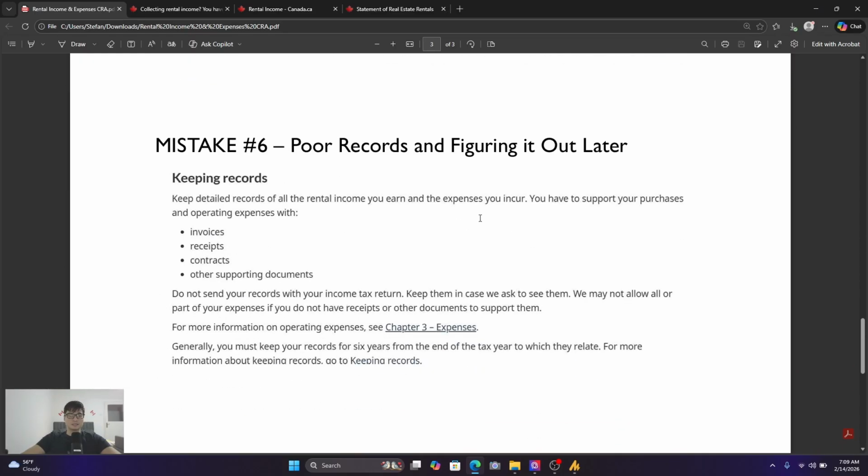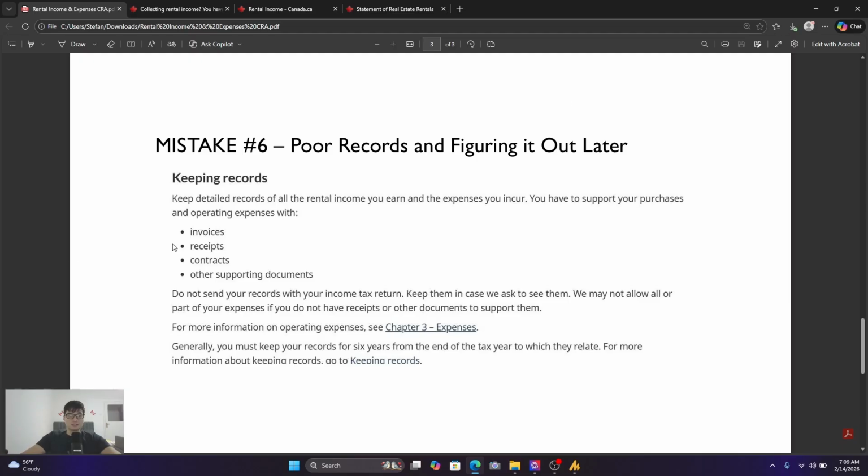And the last mistake here is poor records and figuring it out later. You don't want to have this problem where you're not keeping track of everything and you don't have the receipts. Remember, if you get audited, you must show them the receipts of, let's say, everything that you have, repairs and maintenance, property tax, insurance, utilities, anything that you have related to your rental income or rental property that you're deducting, you must show the expenses.